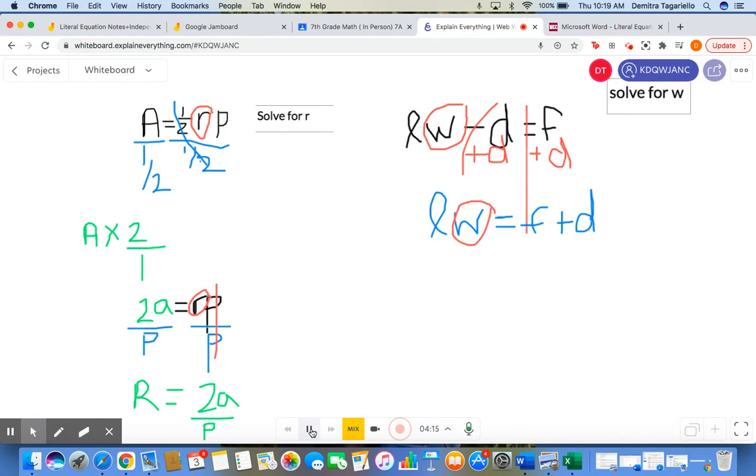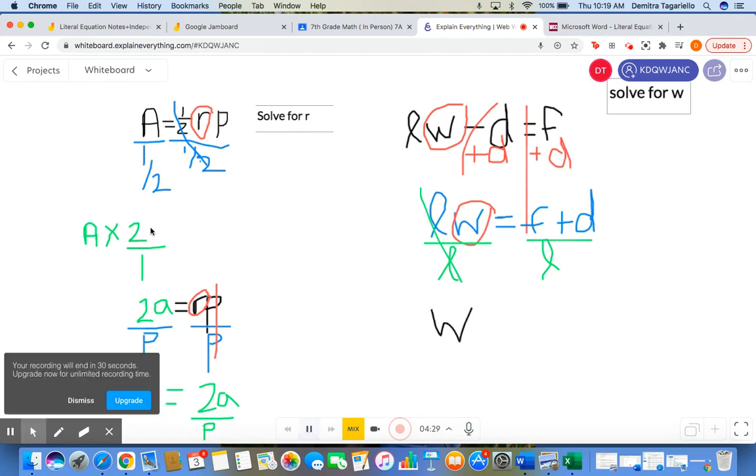I'm noticing L is attached, so it's multiplication. The inverse of that is division, so I'm going to divide by L on both sides. I'm going to cancel L here, and then I'm left with the final answer, W equals F plus D divided by L.